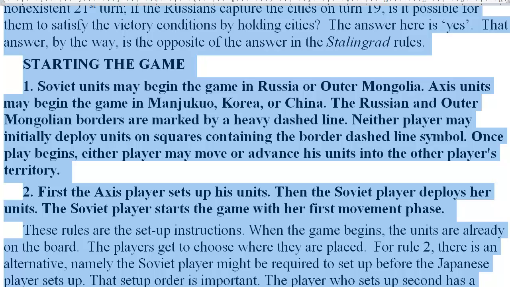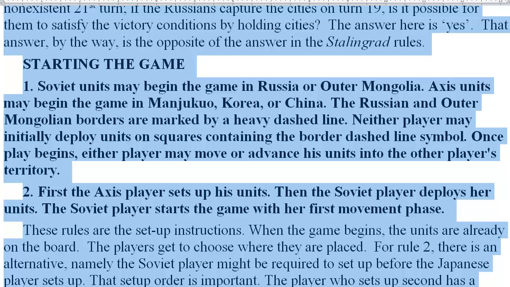There is a border. The border line goes down the middle of squares, and neither player can start units in squares right on the border. You have to start effectively a half square back from the border. However, once the game starts, the whole point of the game is to enter the other character's territory or to defend your own territory, and therefore units can advance immediately across the border.